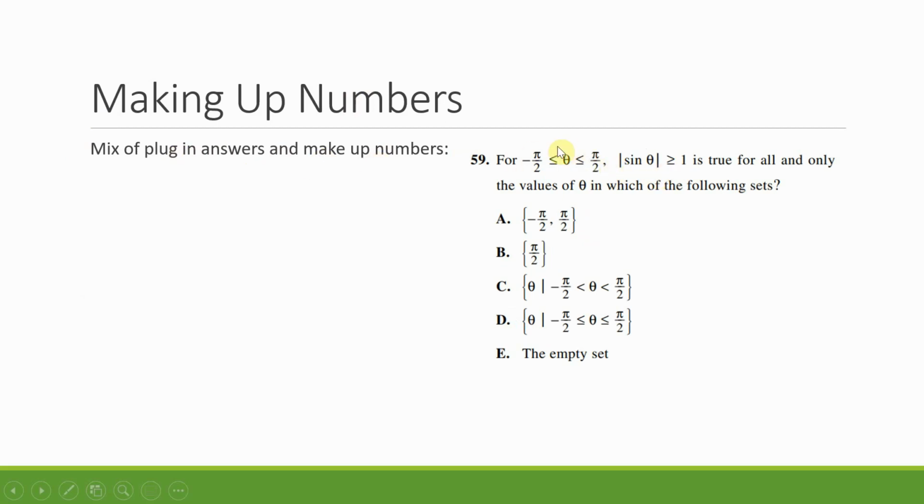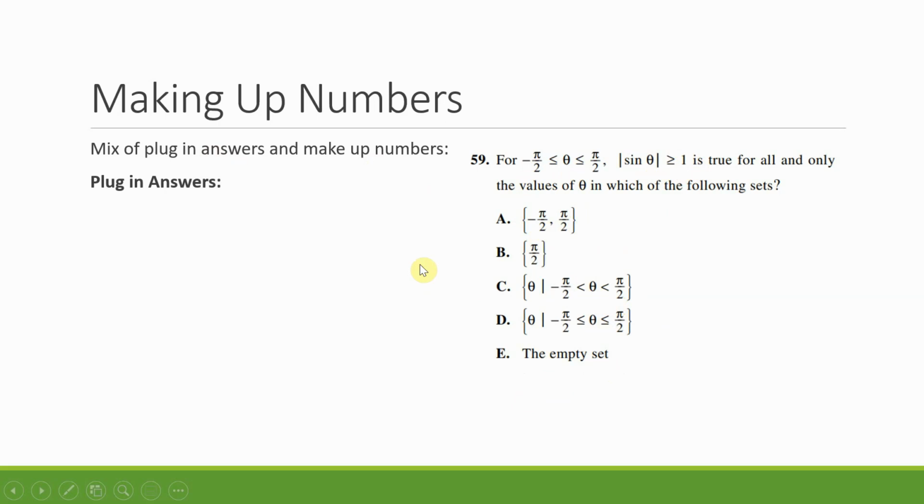Here, I'm trying to figure out for what values in this range will sine of theta, if you take its absolute value, be greater than or equal to 1, with these as my options. So I see here I have inequalities, so that's where I think, okay, make up numbers. But here I have exact numbers, so that's where I think plug in answers. So I'm going to mix them. Empty set, by the way, just means that there are none. So this is never ever true. If that's the case, then you're going to choose empty set.